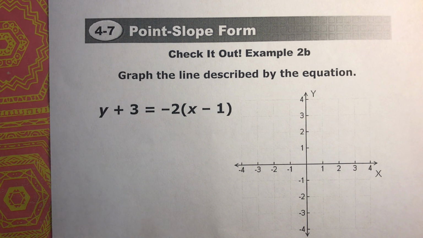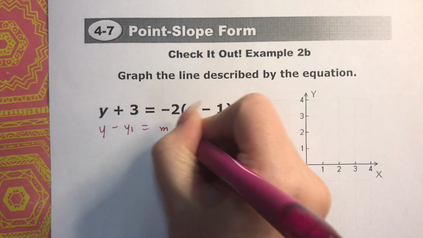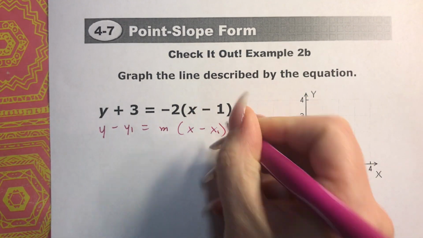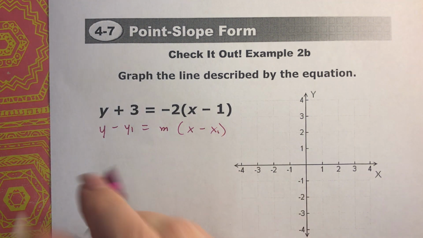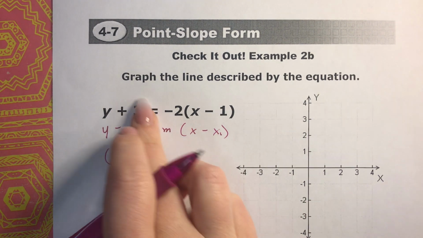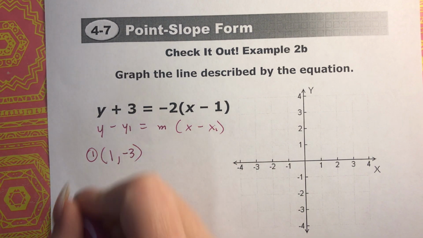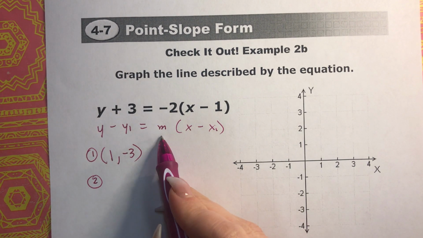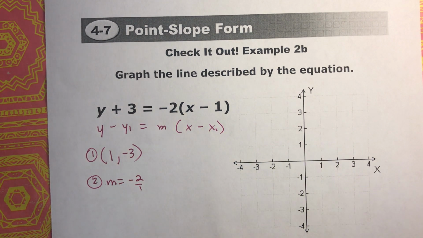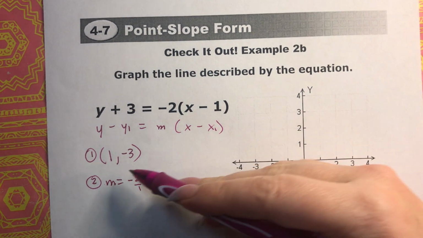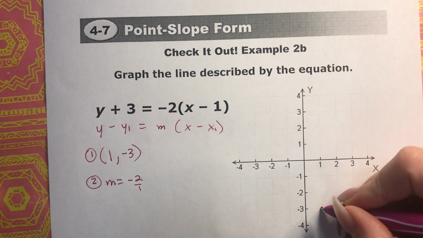Okay, let's see how you did. This is in point slope form. I'm going to go ahead and write that underneath so then I know what everything is. Okay, I've got to find that point. It's going to be the opposite, right? So if this is -1, my point's going to be a +1. If this is +3, my point's going to be a -3. So I graph that first, and then I graph the slope, which ends up being -2/1. All right, perfect. So I graph the point first, 1, -3, right there.